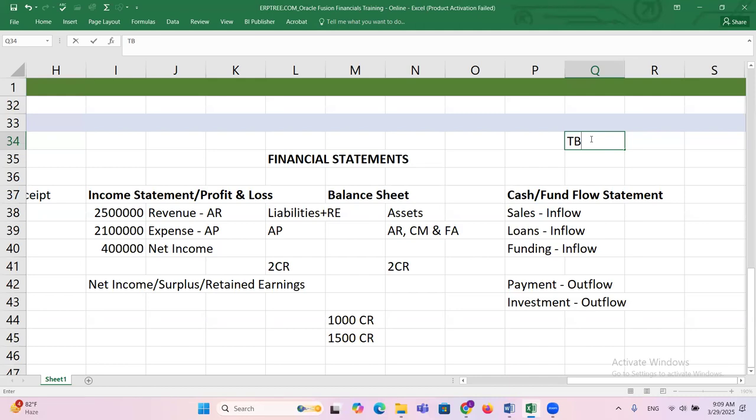You should be aware of what the financial statements are, and in which financial statement what item would be there. In the income statement, revenue and expense. The result we call net income. In the balance sheet, assets and liabilities. Of course, our net income will just carry forward to the balance sheet liability side. And the cash or fund flow statement, we already discussed, cash inflows and outflows.